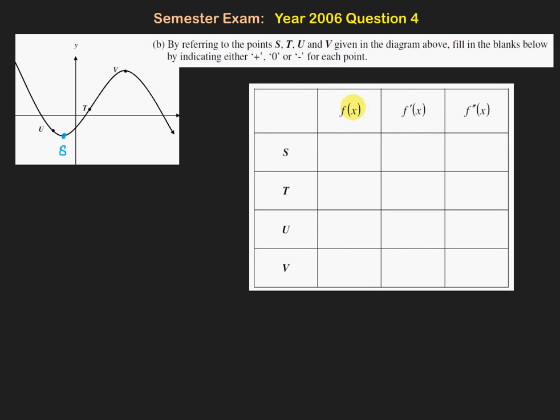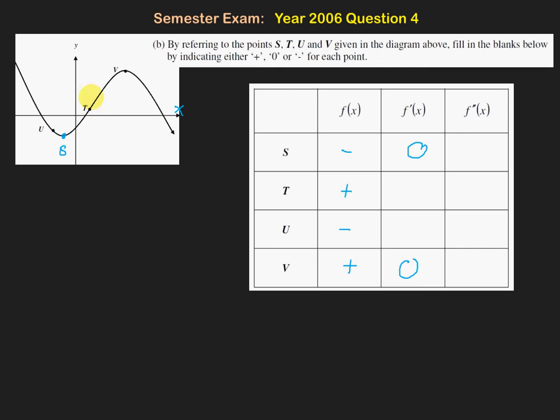Now function f is just whether the point is above or below the x-axis right here. So S is obviously below, it is negative. T is above the x-axis, it's positive. U is below, negative. V is above the x-axis, so therefore it is positive, right? And f prime, now these two, S and V, both of them are actually a local minimum and maximum. So f prime for S and f prime for V are 0.